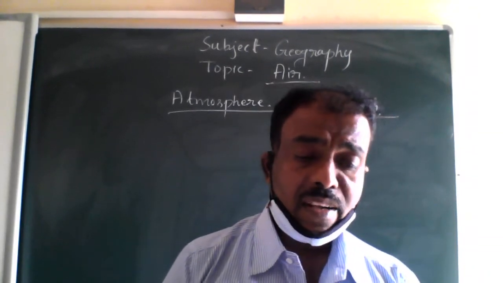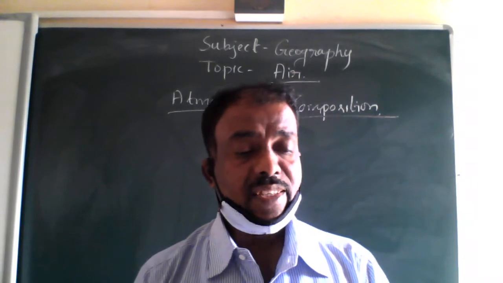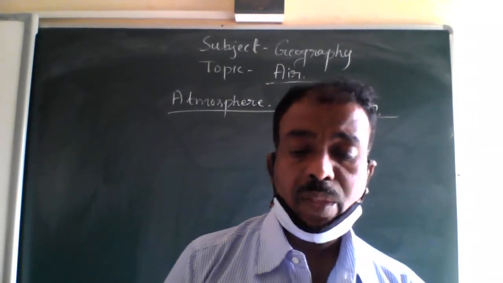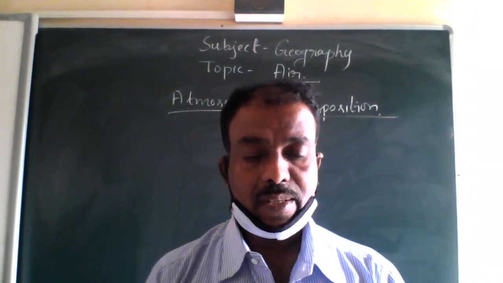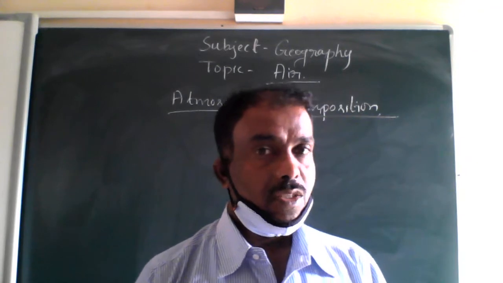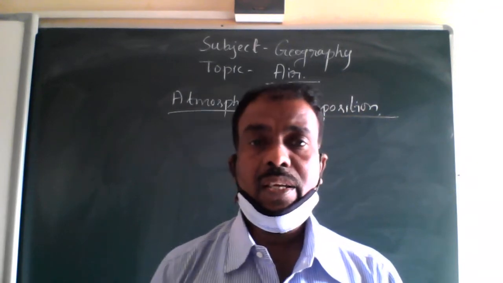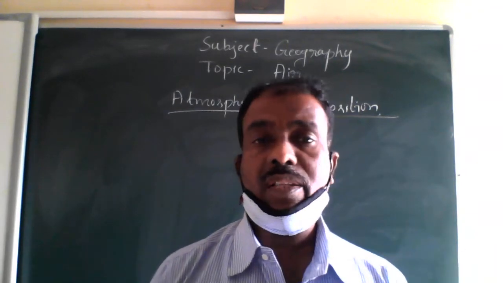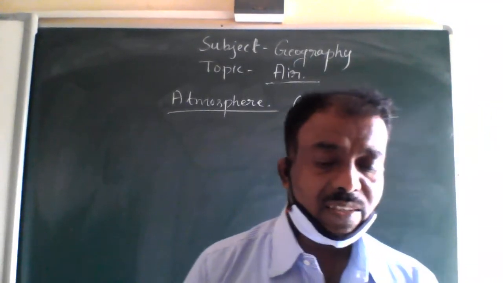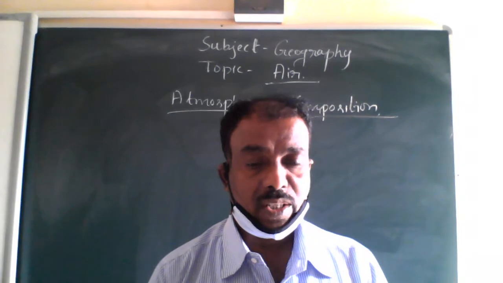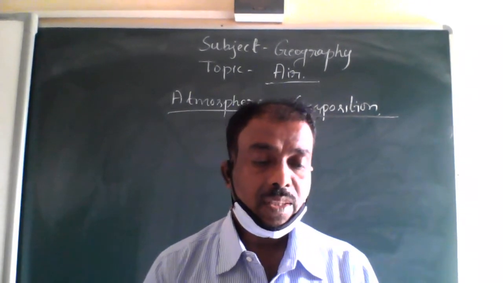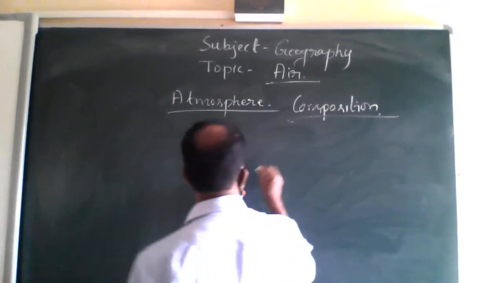Nitrogen and oxygen are two gases which make up the bulk of the atmosphere. In this atmosphere, or vayumandala as we call it in Kannada, the gas with the highest percentage is a huge amount of nitrogen.